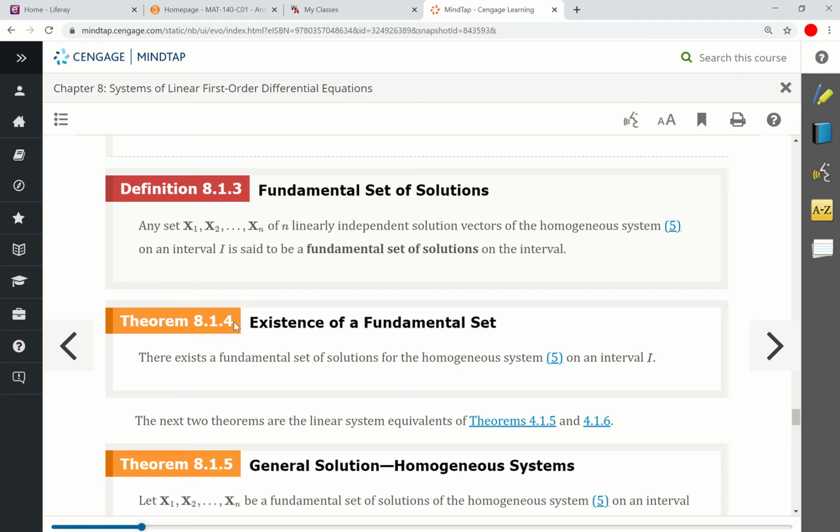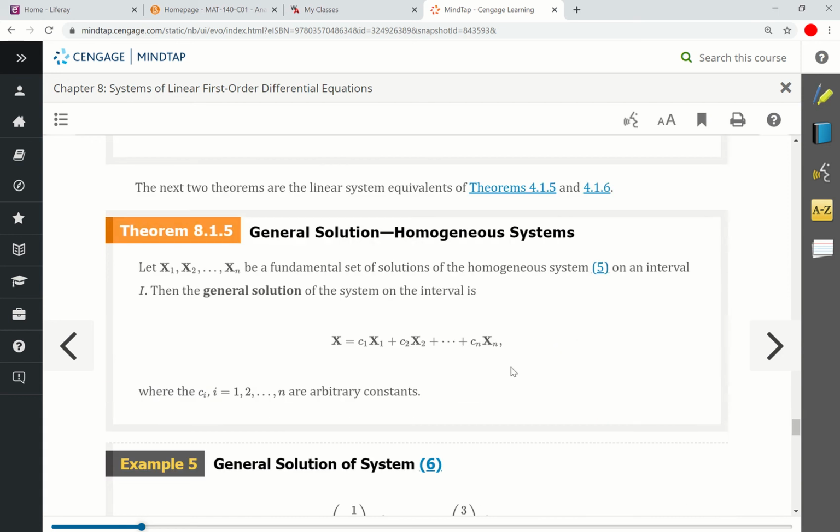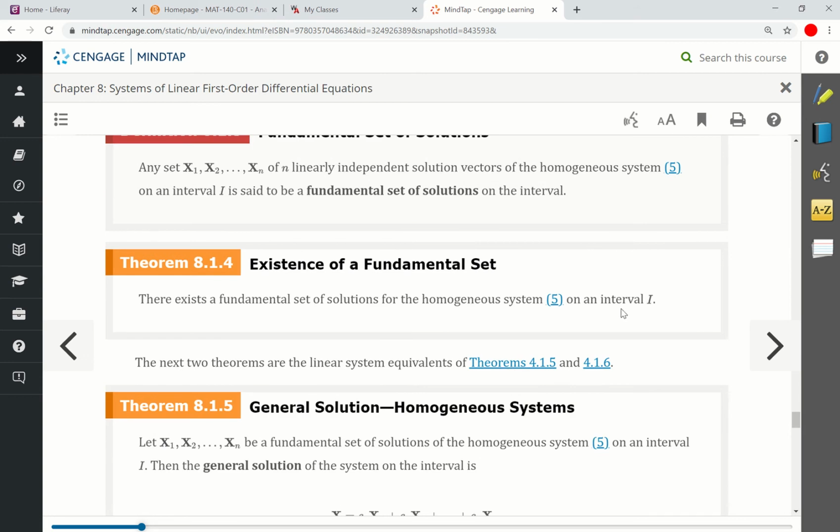Theorem 8.14 does tell us that a fundamental set does exist for the homogeneous system on an interval I that we're looking at. As long as all of the individual functions are defined and continuous on I, then a fundamental set of solutions does exist. And not only does it have to be continuous, but in addition they need to be differentiable on I, then we will be able to find a fundamental set.